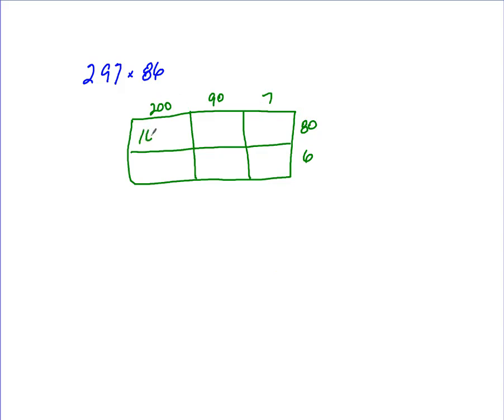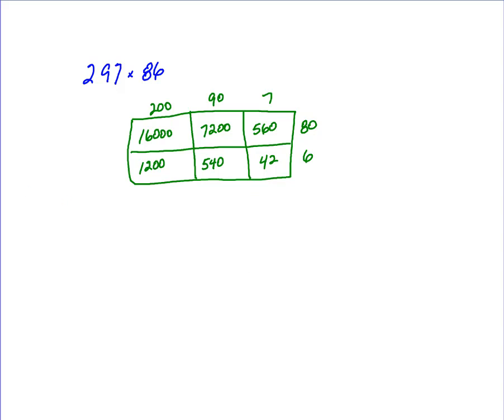8 times 2 is 16, so 80 times 200 is 16,000. The 2 times 8, 16, and the 3 zeros. 8 times 9 is 72, so 80 times 90 is 7,200. 80 groups of 7, or 7 groups of 80, 560. 6 groups of 200, well, 6 groups of 2 is 12, so 6 groups of 200 is 1,200. 6 times 9, 54, so 540, and then 42.